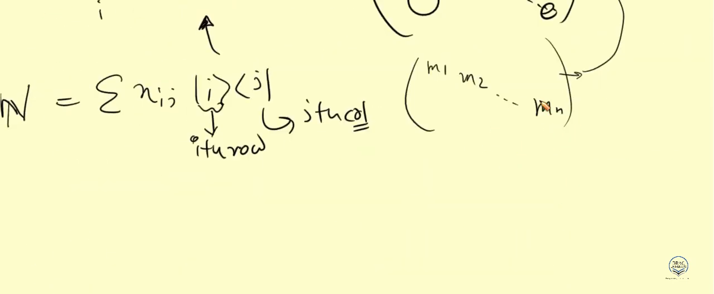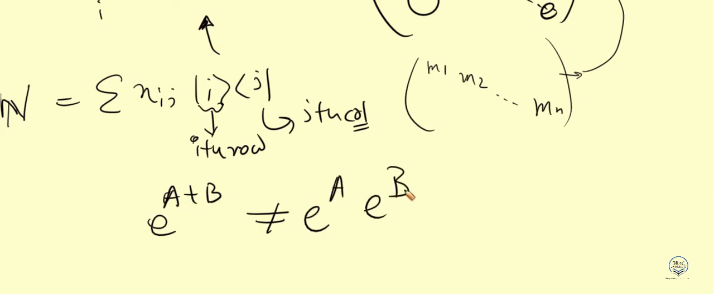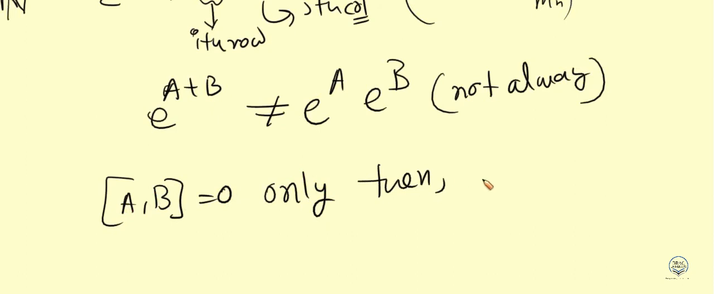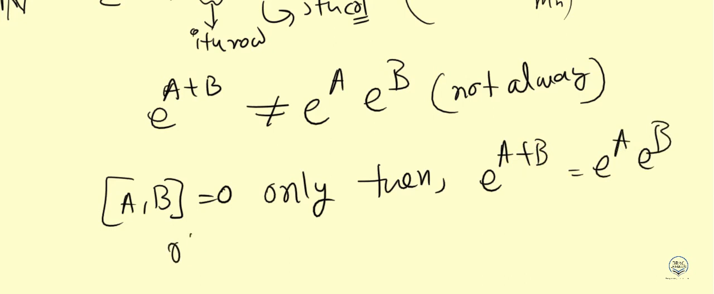And before I conclude, I want to show some general rules. Let's say you have 2 matrices, A and B. Then e to the power A plus B is not equal to e to the power A times e to the power B. Not always. Only if A and B commute, then e to the power A plus B is equal to e to the power A, e to the power B. Otherwise, there will be some extra terms.